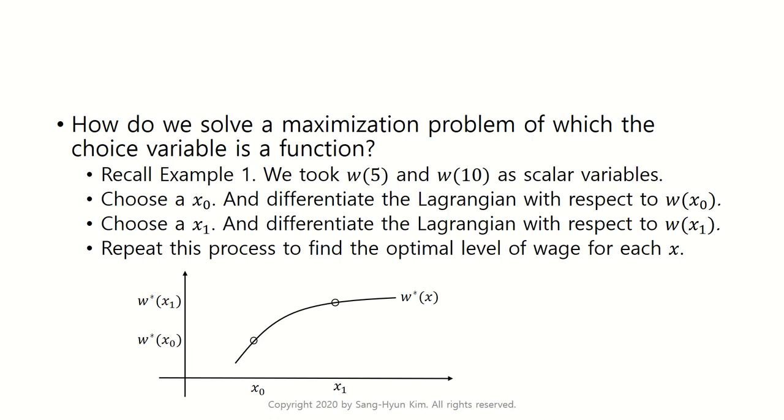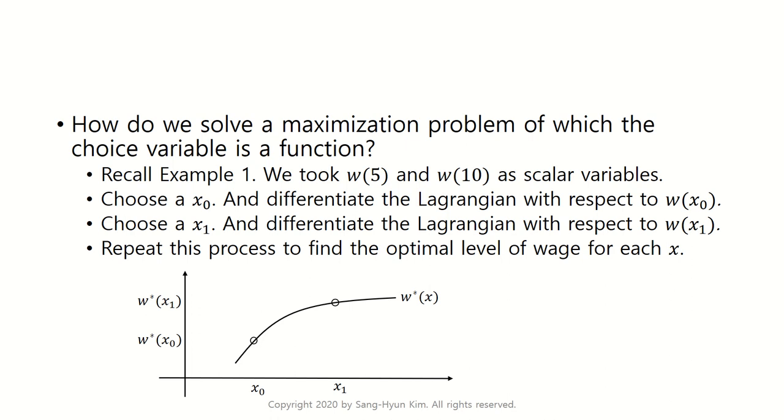Don't get confused. We don't differentiate the Lagrangian with respect to x0 or x1. We differentiate the Lagrangian with respect to w of x0 and w of x1, right? x0 and x1 are just some numbers, just possible revenues. They are not our choice variables. The choice variables are the w's. So we differentiate the Lagrangian with respect to the w's, and then we repeat this process to find the optimal level of wage for each x.